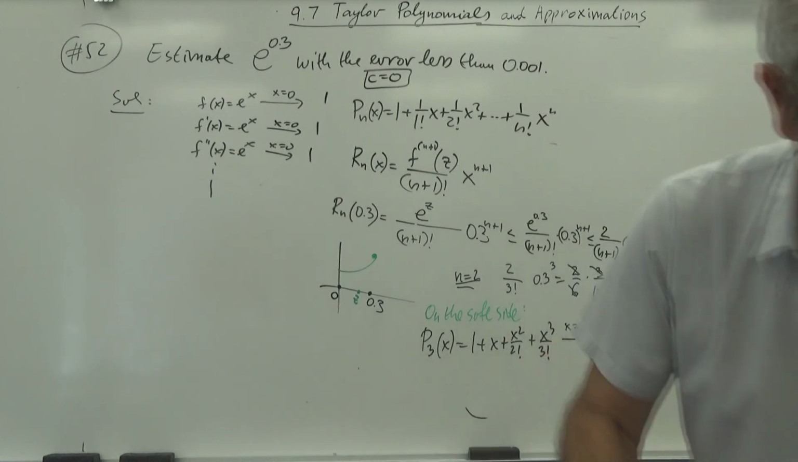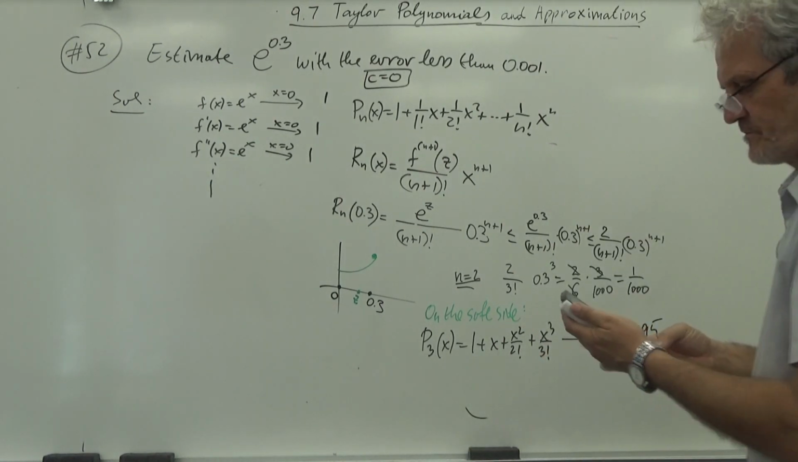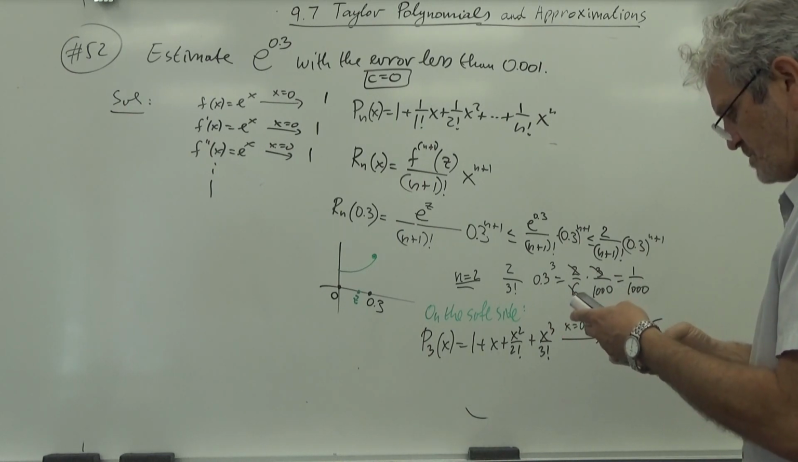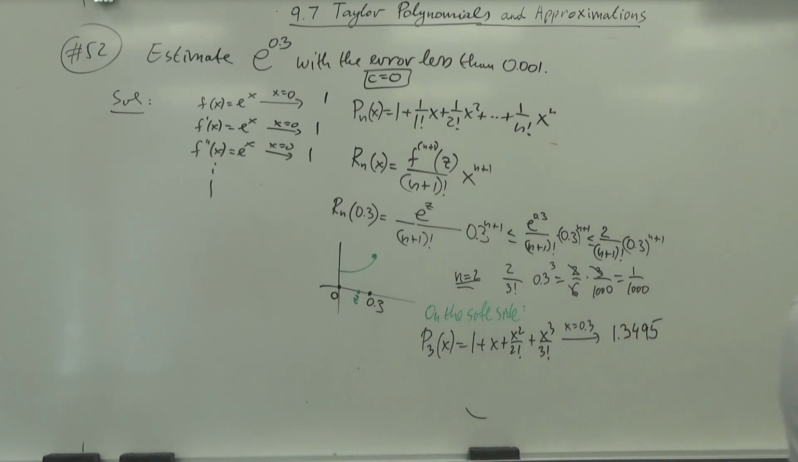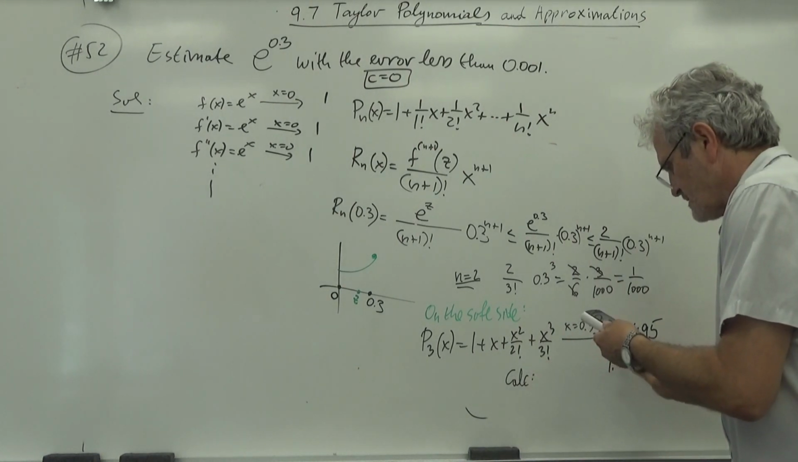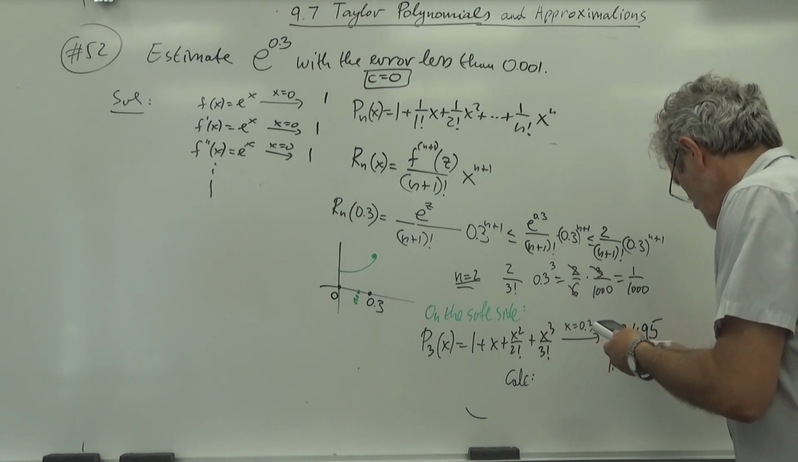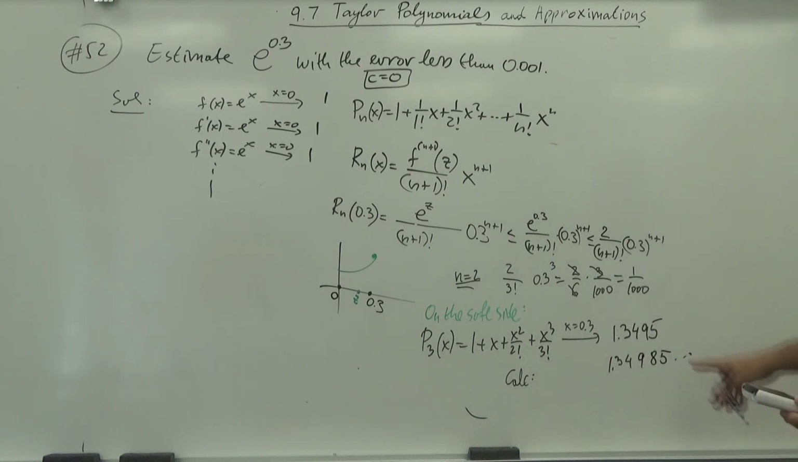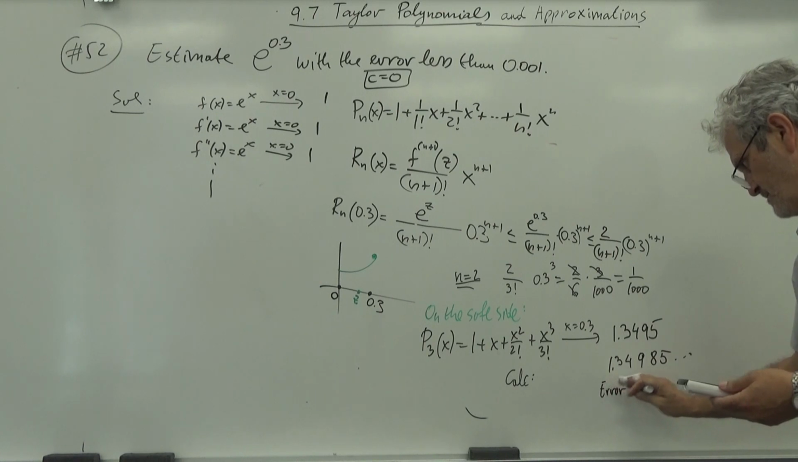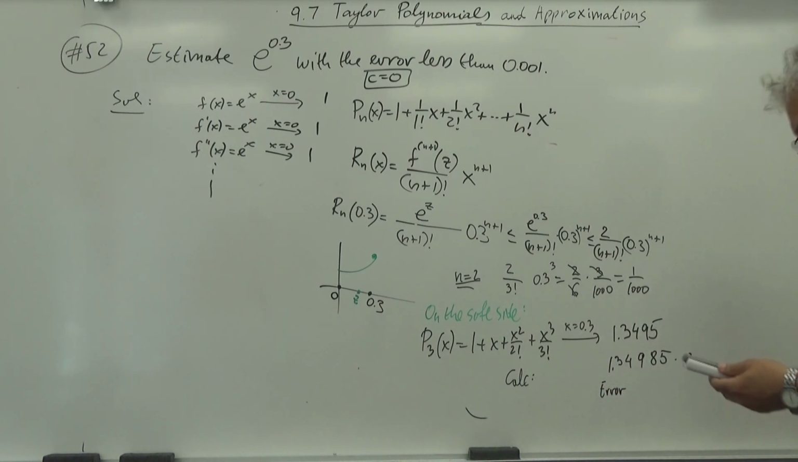1.3495. If we put it in the calculator, e to the 0.3, the result would be 1.34985 and so on. So here it is. Our error is 5 over 10,000, which is less. So the error is, here is 0, here is almost 6.